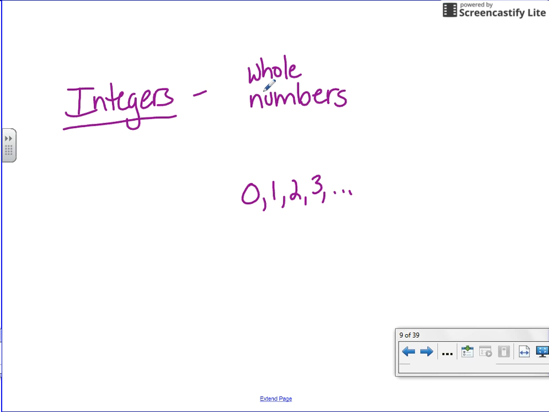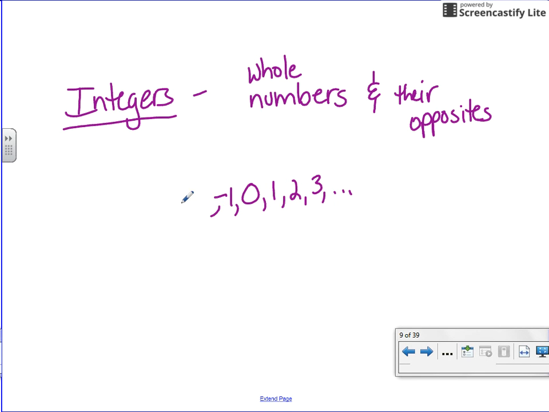But it's not just that. Otherwise, we'd just say they're the whole numbers. When I talk about integers, it's the whole numbers and their opposites. Aha. So, as I look at my list, here's 0. 0 is its own opposite. 1 has an opposite. It happens to be negative 1.